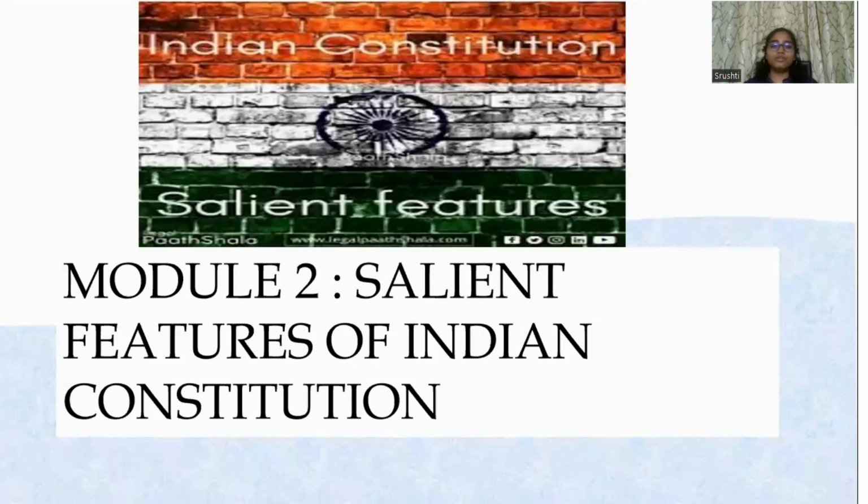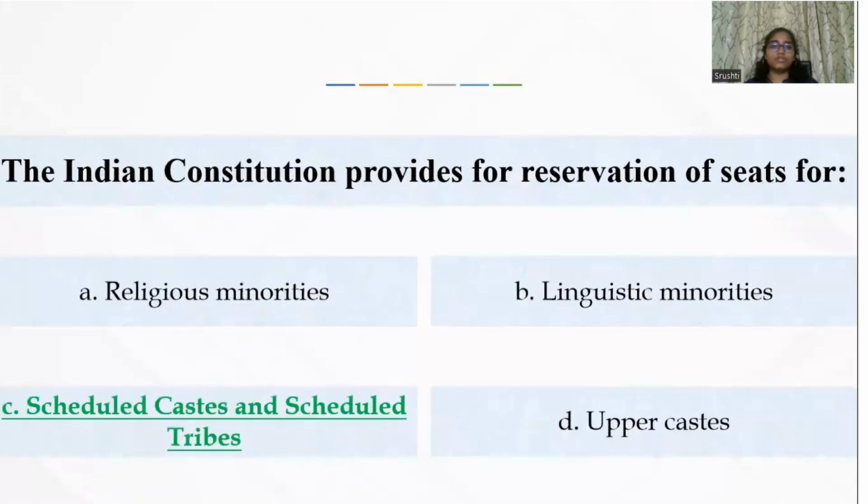Moving on to Module 2, Salient Features of Indian Constitution. The first question in Module 2 is, the Indian Constitution provides for a reservation of seats for option A, religious minorities, option B, linguistic minorities, option C, scheduled castes and scheduled tribes, and option D, upper castes. The correct answer is scheduled castes and scheduled tribes.